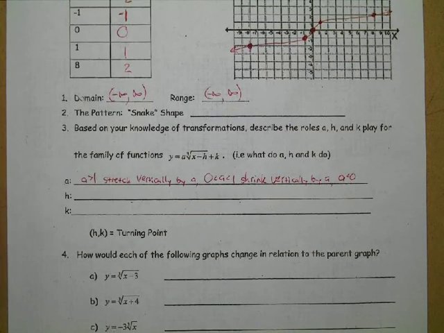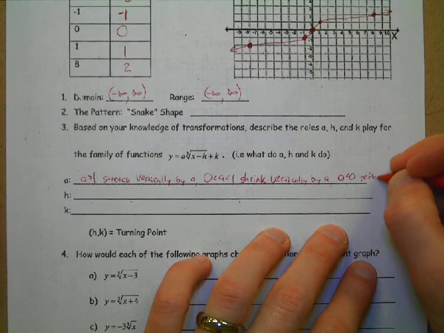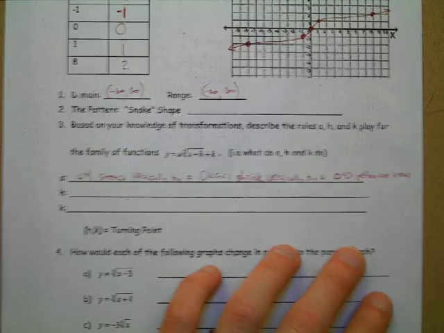No, it'll still stay horizontal, but it's a reflection over the x-axis. And so if A is less than 0, reflect over x-axis.